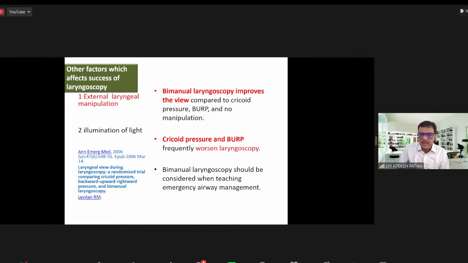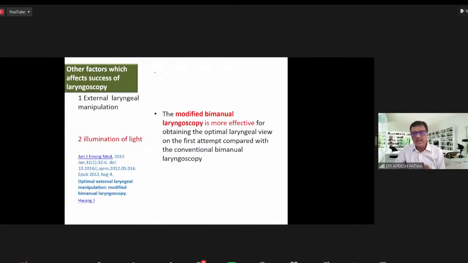That is external laryngeal manipulation. What is external laryngeal manipulation? At a subconscious level, we are asking our assistant to press the thyroid cartilage to get the view. That is called bimanual laryngoscopy. And there are a number of varieties of bimanual laryngoscopy. But modified bimanual laryngoscopy is more effective. In modified bimanual laryngoscopy, what are we doing? One person is doing the laryngoscopy, and that person, the performer, is guiding the assistant's hand to compress the thyroid cartilage. That's called modified bimanual laryngoscopy.